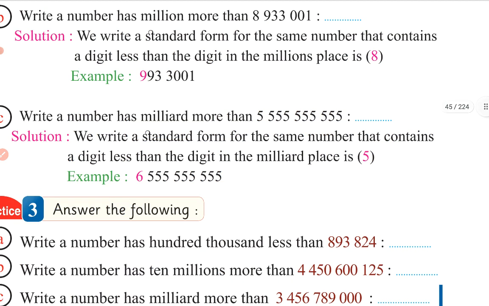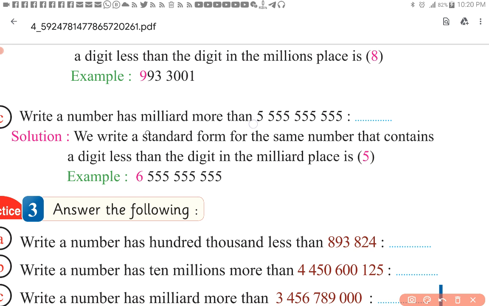Write a number that has milliard more than this number. Where is the place of milliard? The place of milliard is the last 5 here. So you will add 1 to this 5, because here it told you more than. So it will be 6,555,555,555.